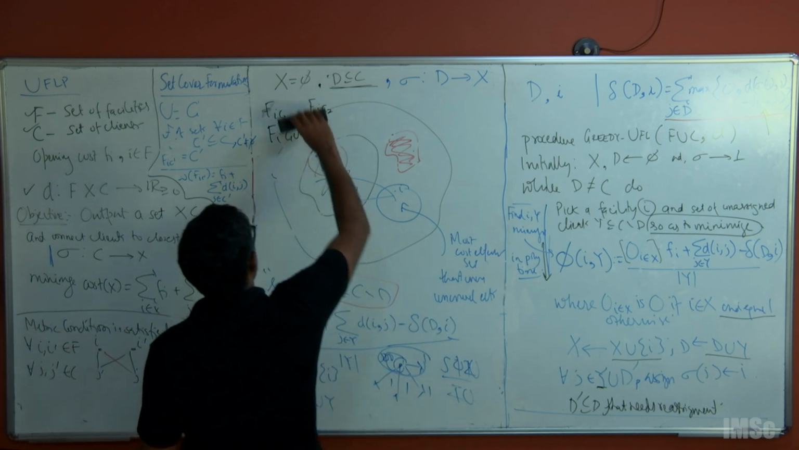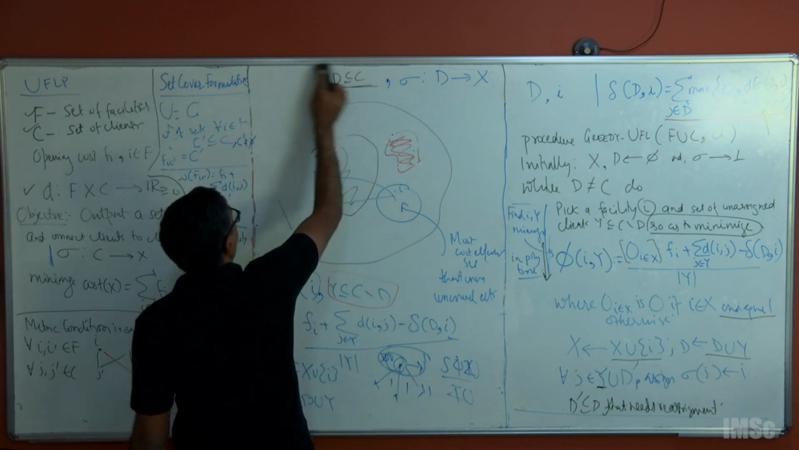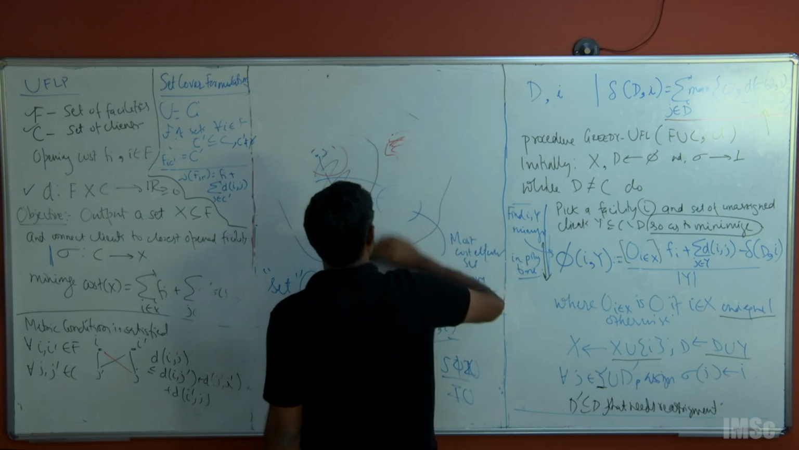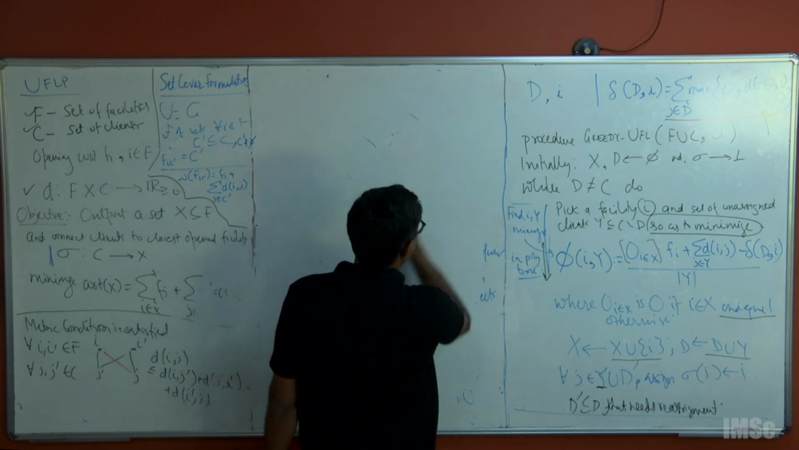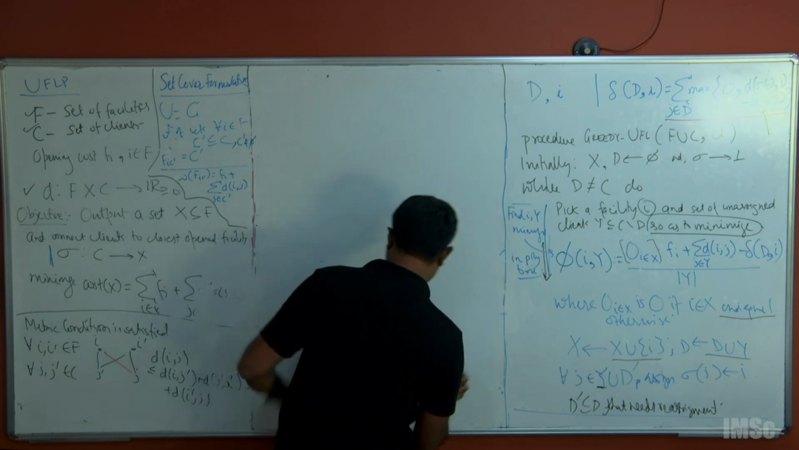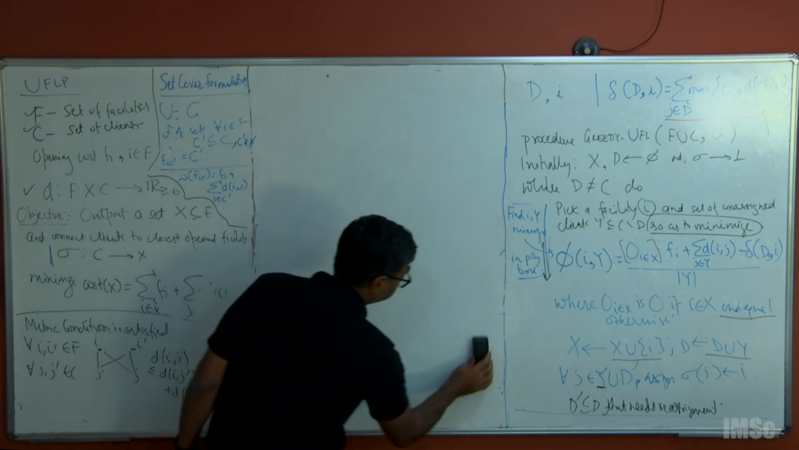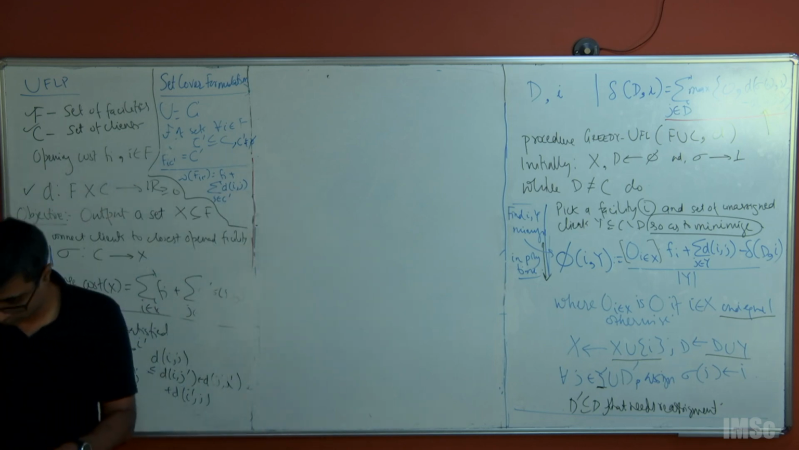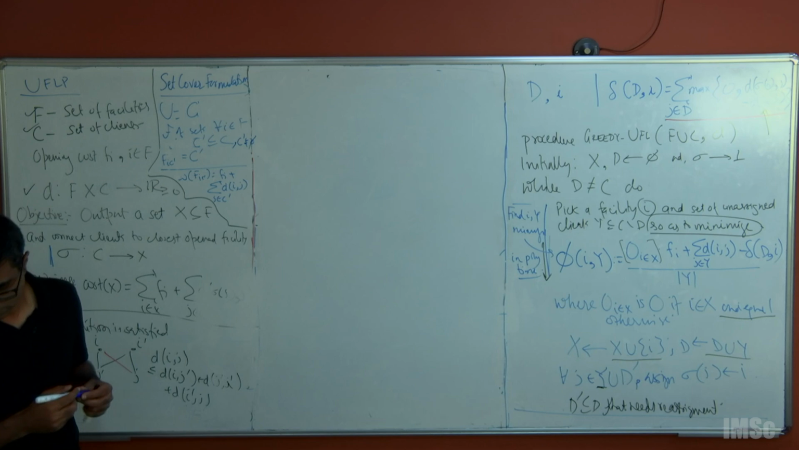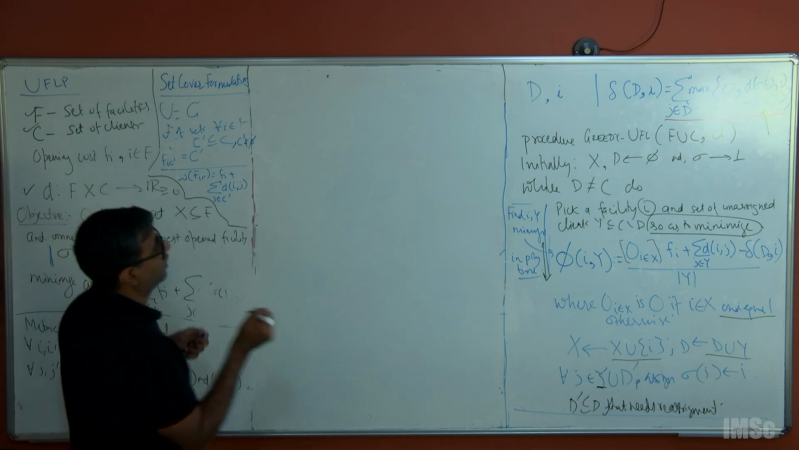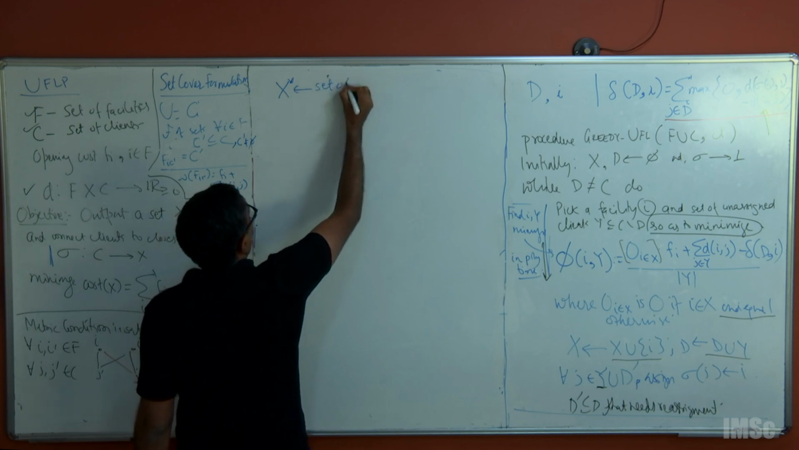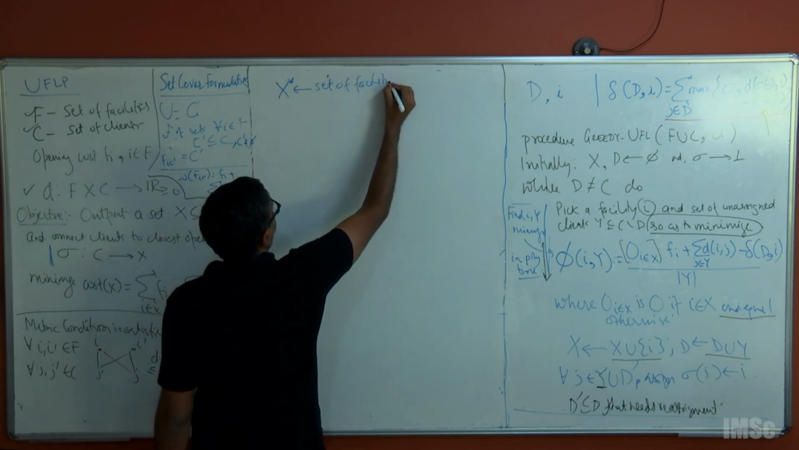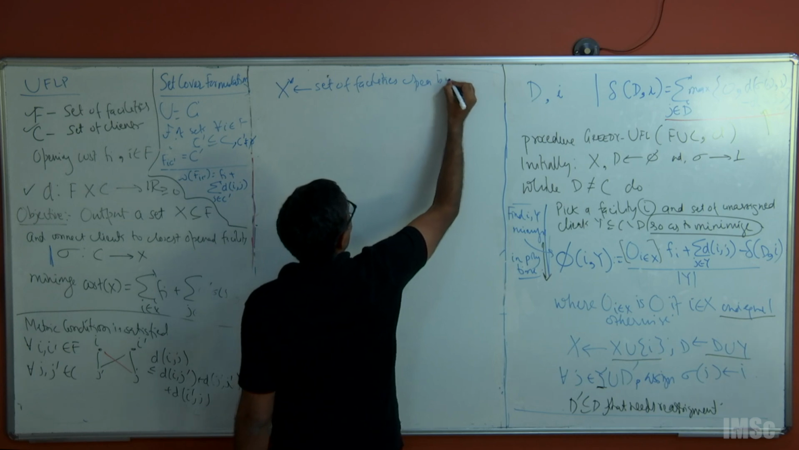For now, let's just believe that this algorithm runs in polynomial time, and let's try to do the analysis. Let's fix some notation. x star is the set of facilities opened by the optimum solution.